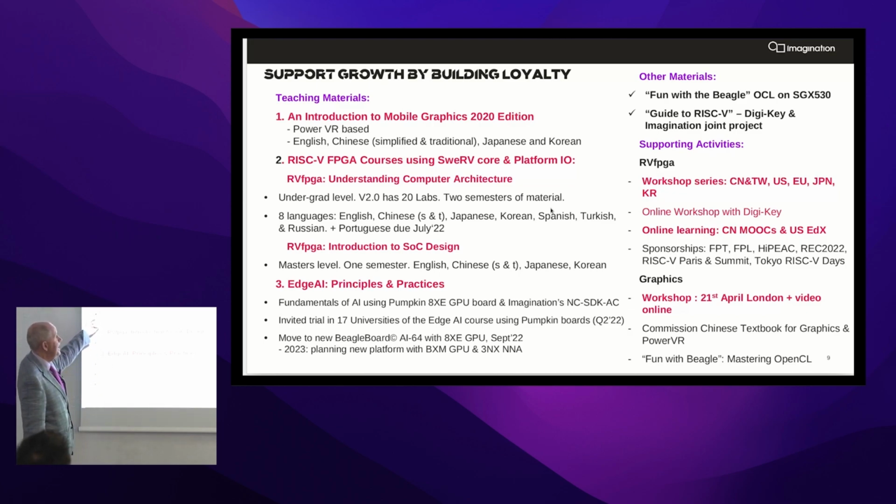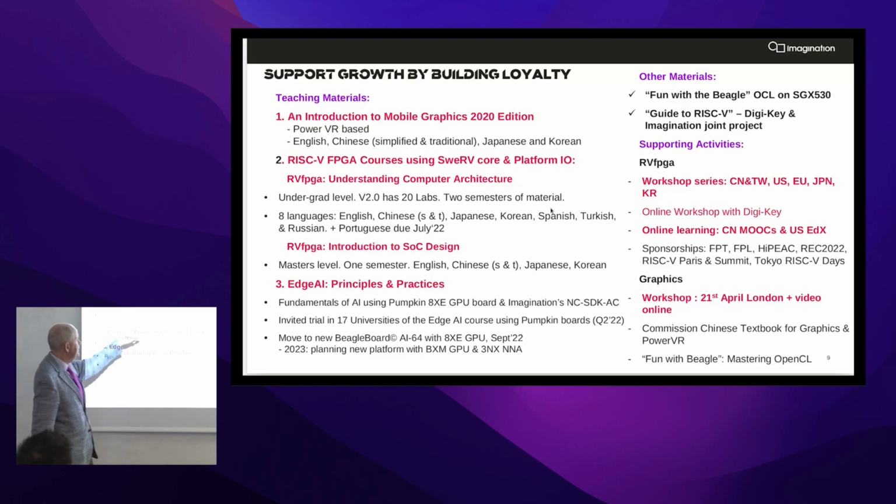We're up to 20 labs in version 2, which is enough for 2 semesters worth of materials. And in fact, the challenge here for the teacher is there's more materials than they need. So which ones are you going to use? You can customize by choosing the labs that you think are most relevant. And we're in 8 languages.